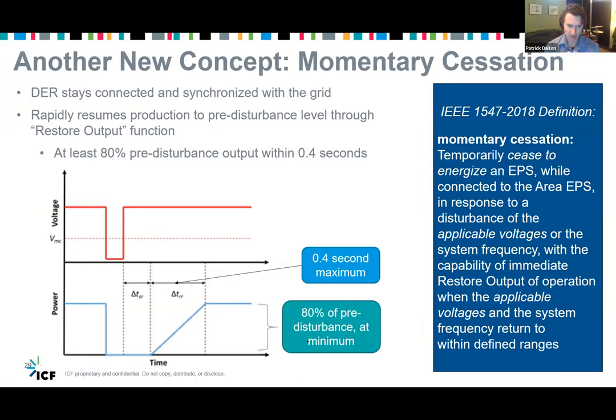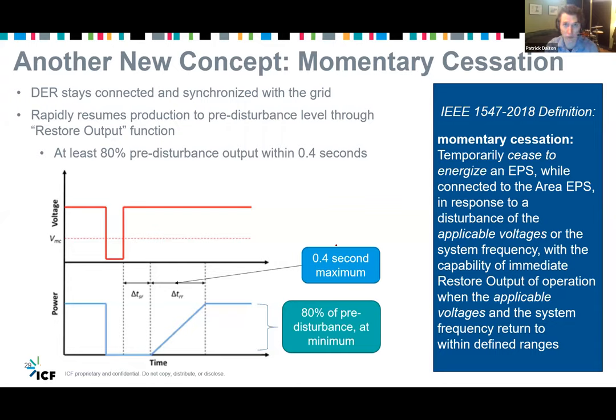Within this larger concept of cease to energize is momentary cessation, which I mentioned. An inverter that hasn't tripped, that entered a ceased energized state, could still be synchronized with the grid. The reason why that's important is that this momentary cessation and restore output function, as it's called, is a very rapid response compared to what we were used to in the past, which was essentially a 5-minute return to service response. This momentary cessation and restore output requires that 80% of the pre-disturbance active power level be restored within 0.4 seconds. And that's intended to help support the bulk power system.